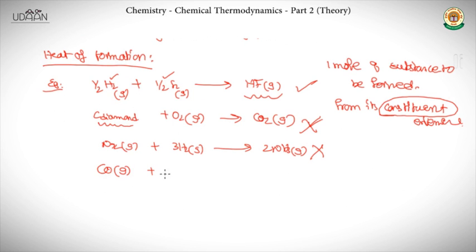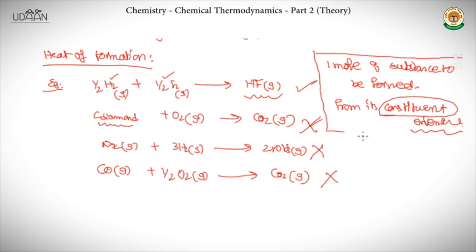CO gas plus half O2 gas gives us CO2 gas. Is the heat evolved here the heat of formation? Guess. CO, is that the basic form? See, come to the basic definition: 1 mole of substance formed from its constituent elements. Carbon is an element, oxygen is an element, but CO is a molecule, right? So constituents is not in the definition. Constituent elements is in the definition. Get the definition right. Make sure of this: constituent elements.